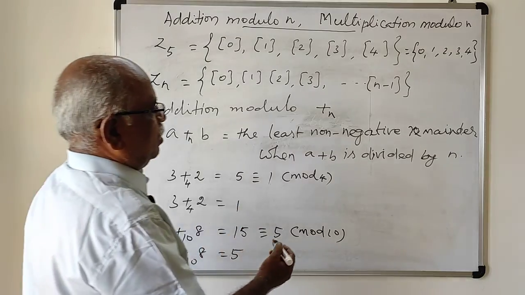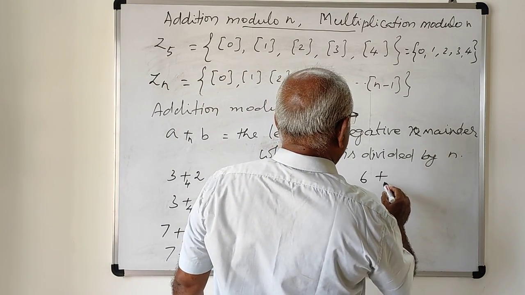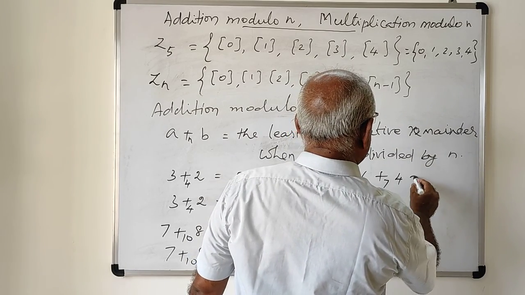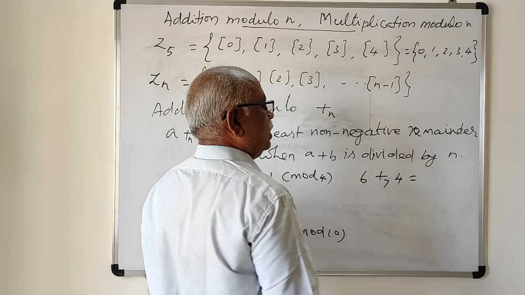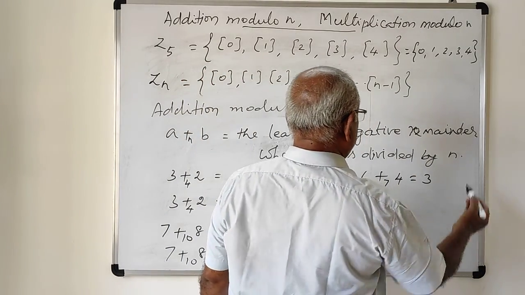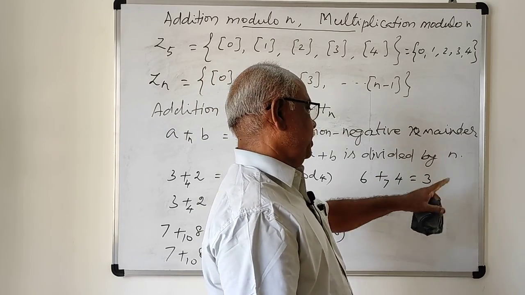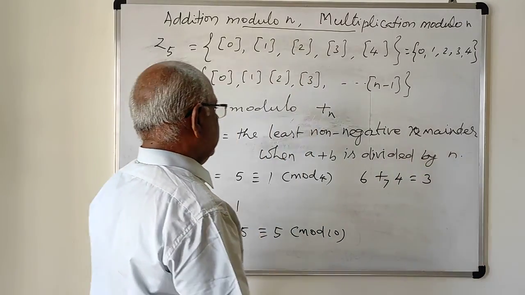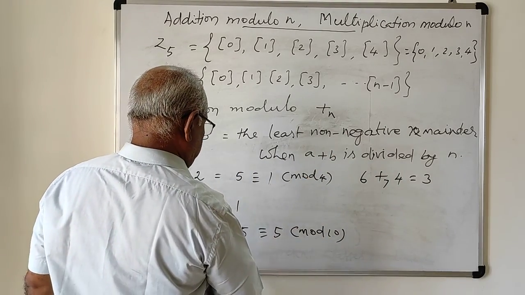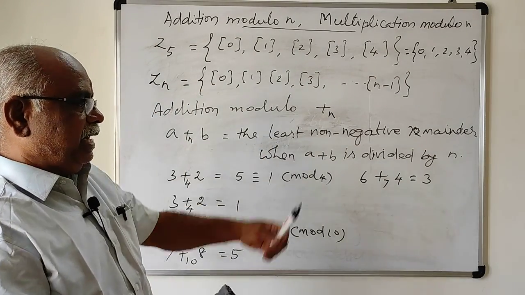Like that, addition modulo. One more example. 6 addition modulo 7, 4. 6 plus 4 is 10. 10 divided by 7: 1 seven is 7, remainder is 3. This is the answer. Like that, addition modulo is the least non-negative integer remainder when the number is divided by n.